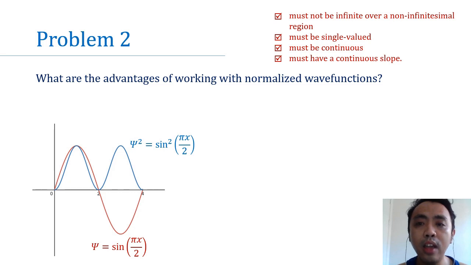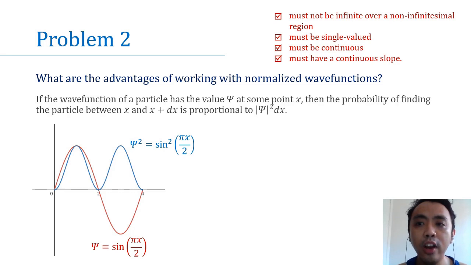Now for this one-dimensional system, the Born interpretation says that if the wave function of a particle has the value psi at some point x, then the probability of finding the particle between x and x plus dx is proportional to the absolute value of psi squared dx.